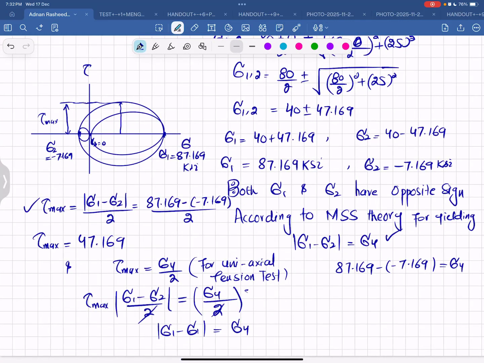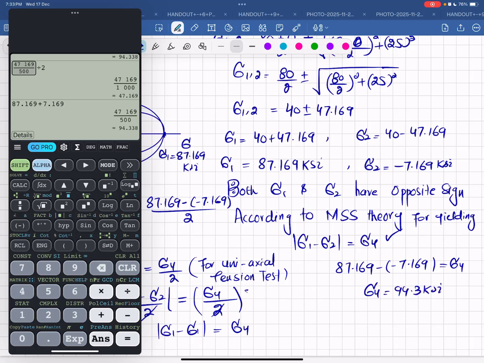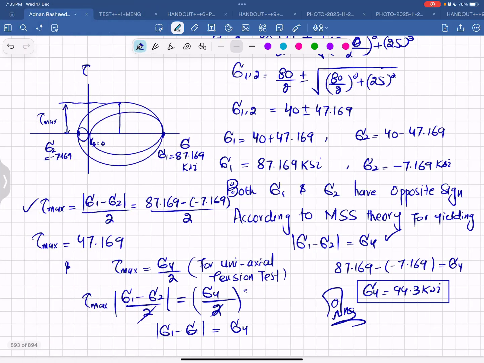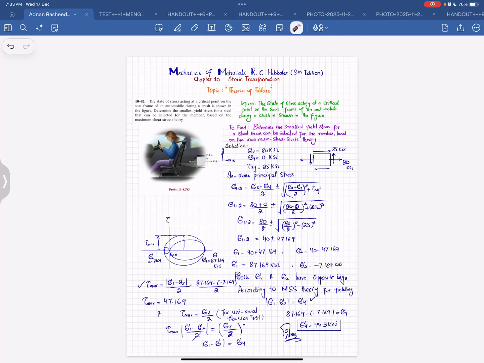So 87.169 plus 7.169 will give you 94.3. So sigma y is 94.3 ksi. This is the yield stress of the material that is obtained from this state of stress that is shown in the figure.